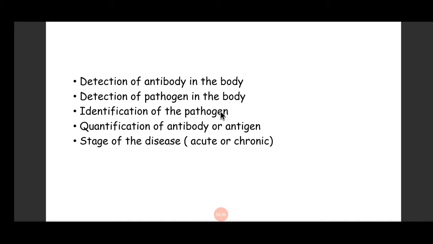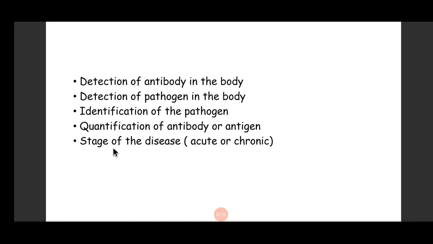Suppose you have an isolated pathogen, you can know which pathogen it is if you have different antisera present. And we can also use antigen antibody reaction for the quantification of antibody or antigen. And we can also use it for the staging of the disease, because in initial infection, the antibody that is produced is IgM antibody, and in later infection, the antibody which is produced is IgG antibody.